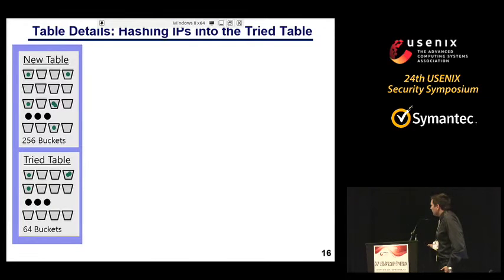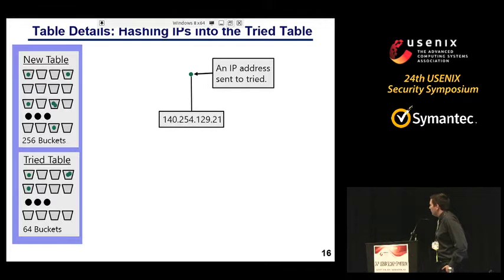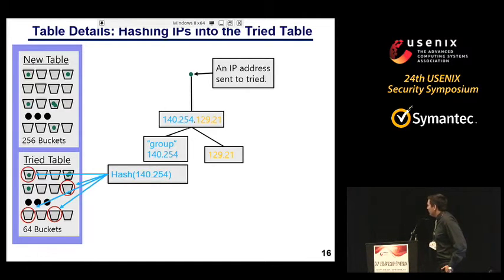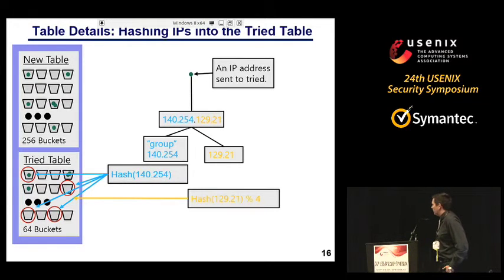So the attack isn't as easy as just filling the tried table. There's one complicating detail, and it's the reason for these buckets. So an IP address is going to be sent to tried. And what Bitcoin does is it breaks the IP address into two pieces. The first part is called the group. It's the /16 prefix of the IP. And the second part is just the second part of the IP. We hash the group to four buckets, so it chooses four buckets. And then the second part of the IP chooses one of those buckets for the address to be placed in.